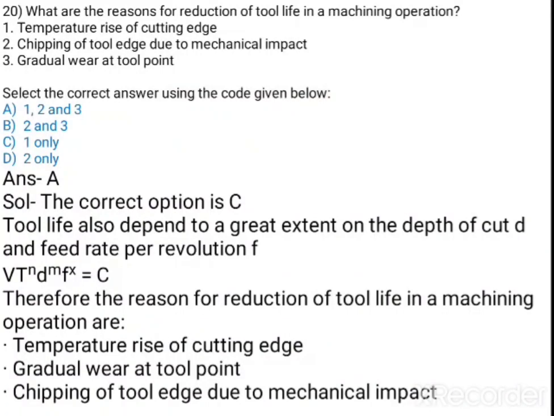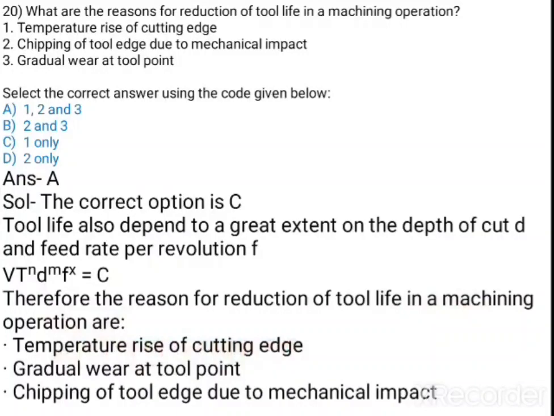What are the reasons for reduction of a tool life in machining operation? That one is nothing but temperature rise of a cutting edge. Tool life also depends to a great extent on the depth of cut D and feed rate per revolution F. Therefore the reasons for reduction of tool life in machining operation are temperature rise of a cutting edge, gradual wear at a tool point, then chipping of a tool edge due to a mechanical impact.